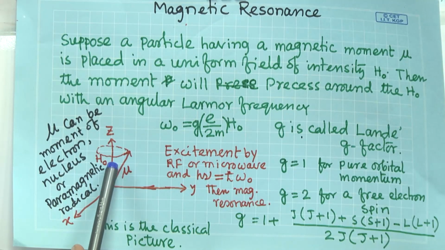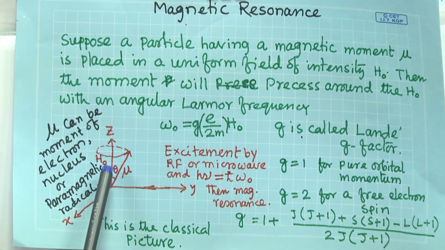So, at different angles, the energy level will split and we will get different energies, different energy sublevels. Those sublevels are basically at different theta. That is the analogy with the splitting of the energy level.